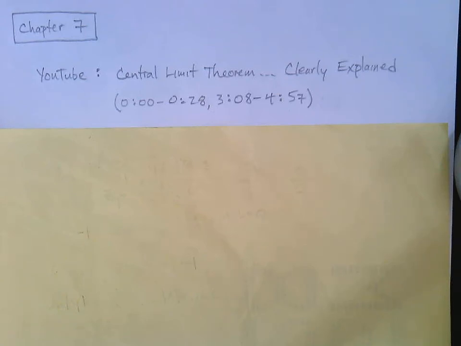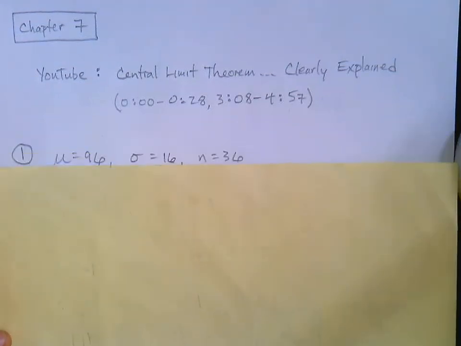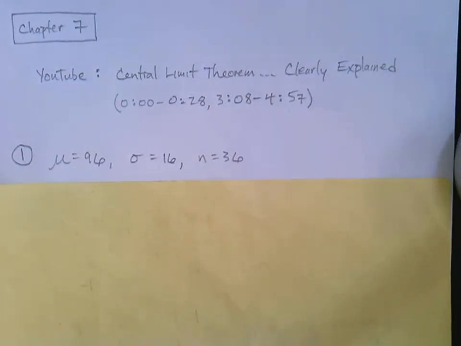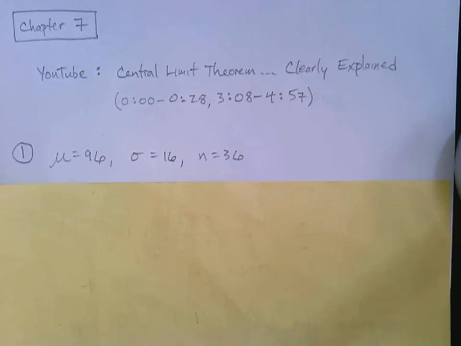So let's note what we have already. I've got that right here at the beginning, number 1. Even before we get to part A, we know mu is 96. We know sigma is 16. Now, those are for the original population.